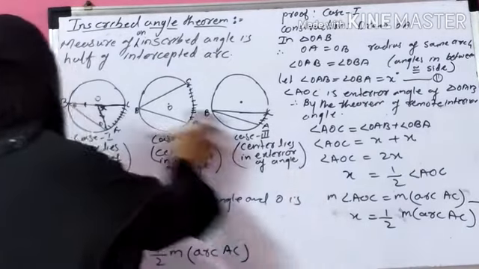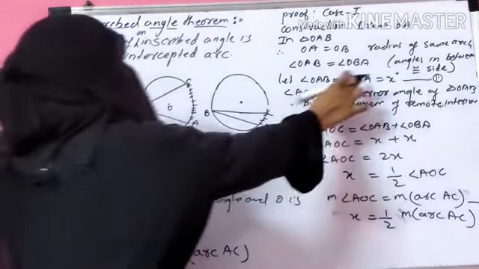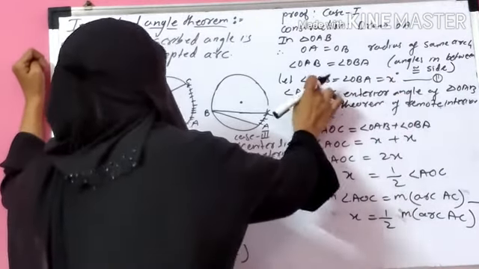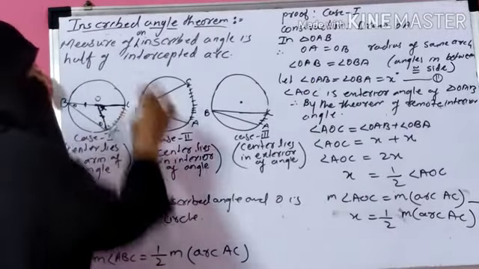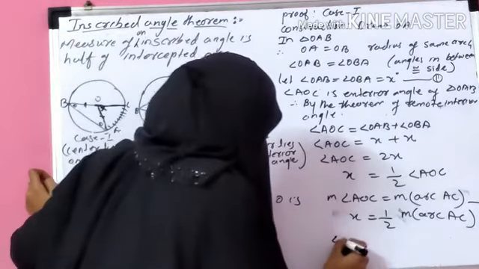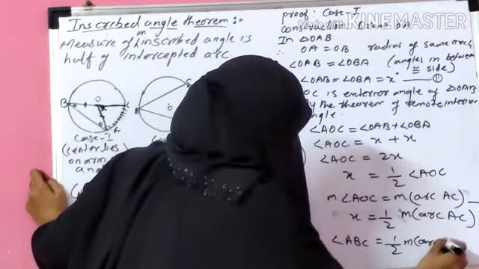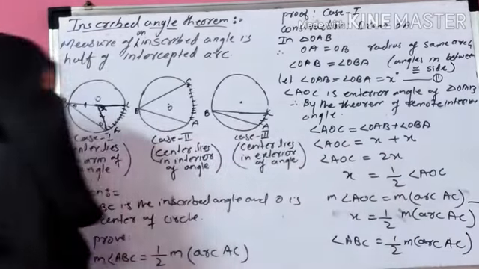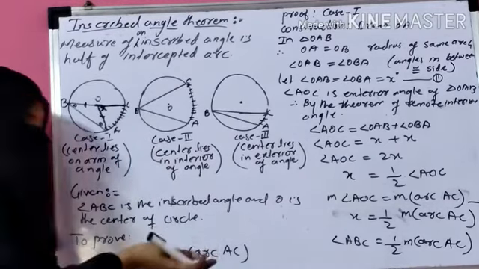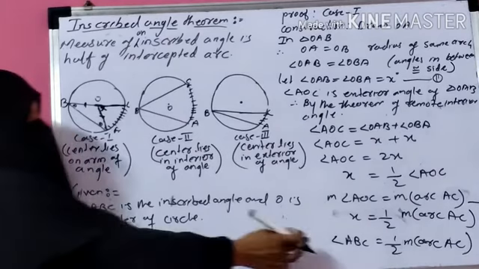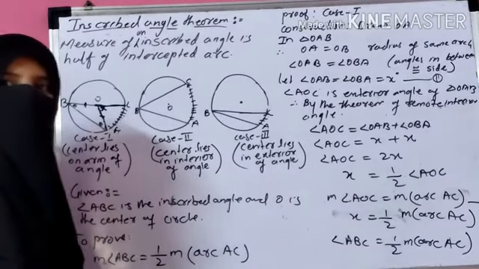X is nothing but angle ABC. We supposed x to be angle OAB and OBA, and OBA you can write as ABC. So angle ABC is half of the measure of arc AC. Got it? X is angle A and angle B, which are both equal, but we need angle ABC. So therefore angle ABC is half of the measure of arc AC. Next, case 2.